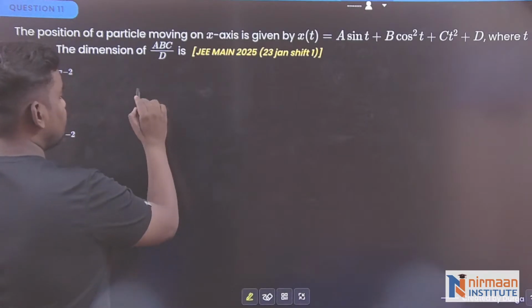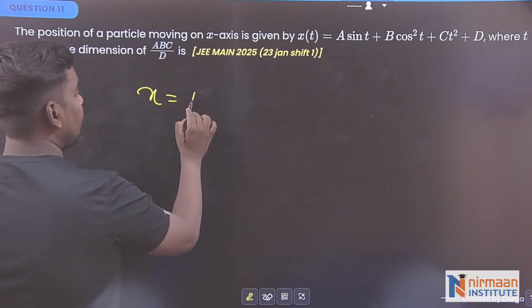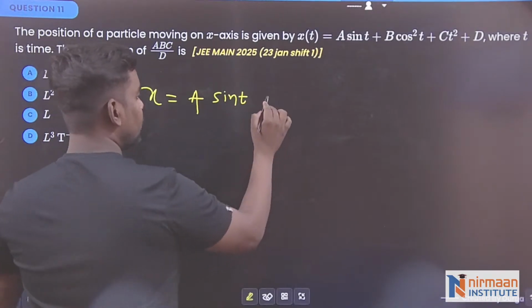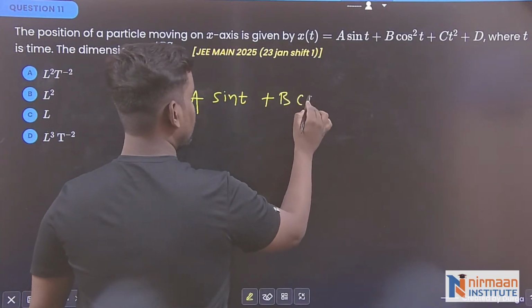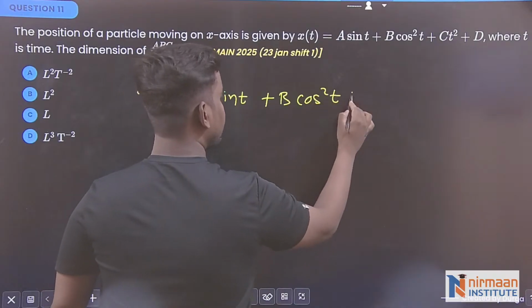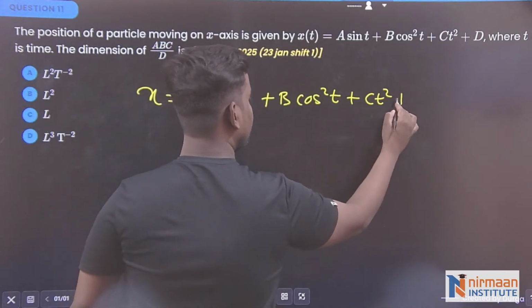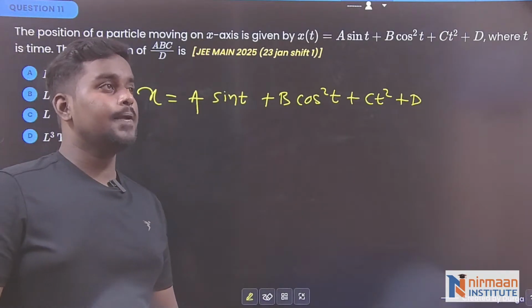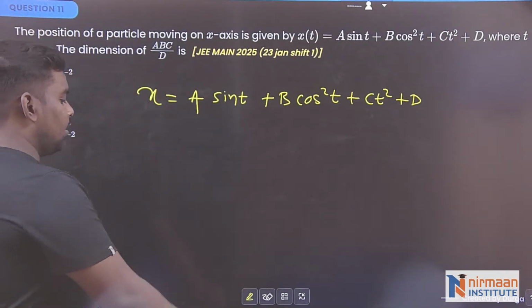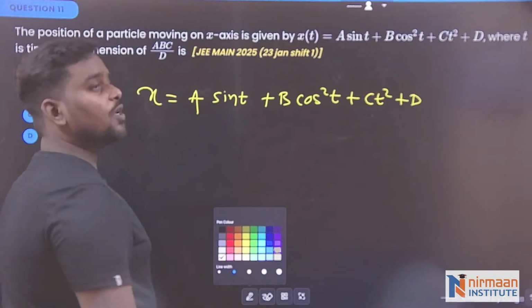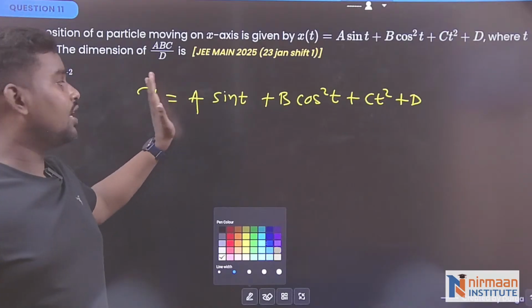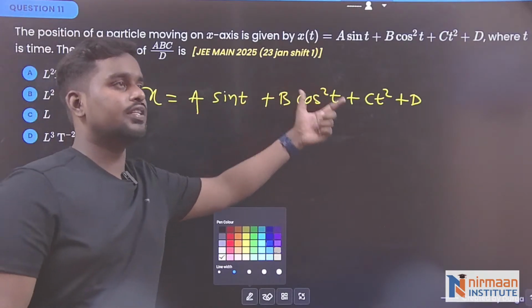So x is given as A sin t plus B cos square t plus ct square plus d. They're asking what is the dimension of ABC by D? Again, as per the principle of homogeneity, whatever the LHS dimension is, it is the dimension of each term of the RHS.